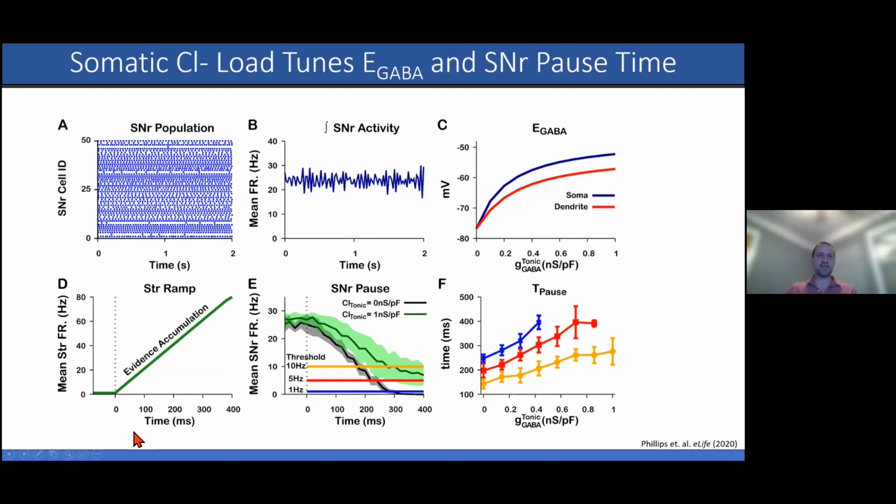So next, what we did is we constructed a ramp in the firing rate of the striatal synapses for these neurons, and then we characterized how the chloride load affects how long it takes for the SNR activity to decrease below some sort of threshold to generate a pause. And what we found is that as you increase the tonic chloride load, as you expect, you're going to weaken striatal synapses on the SNR, and it's going to take longer for you to pause in this type of paradigm.